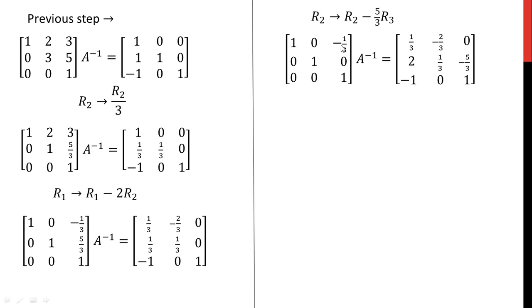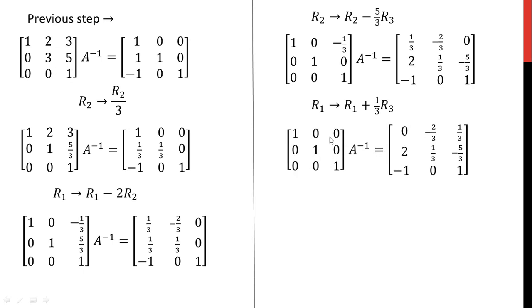Now we required 0 here. So we have to change the row number 1. Now we will use the row number 3 again. So how will you use that? So R1 changes to R1 plus 1 by 3 into R3. See, because this is minus 1 by 3, and if you multiply the third row by 1 by 3, then 1 by 3 into 1 is 1 by 3, and if you add here, then minus 1 by 3 plus 1 by 3 gives 1. So see here we get the identity matrix into A inverse.